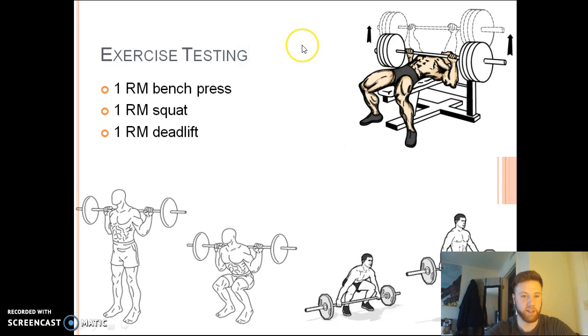So different exercise testing. We're going to have him do a 1 rep max bench press, a 1 rep max squat, and a 1 rep max deadlift because, again, he wants to work on a resistance program and wants to focus mainly on gaining muscle and strength.